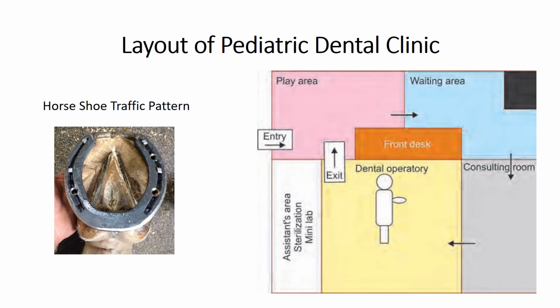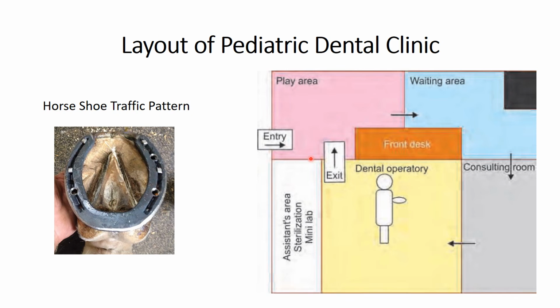So, looking at the layout of a dental clinic, right? On this diagram are a few compulsory areas that you need to have. You need to have a play area, a waiting area, and a consulting room. Then you have your dental operatory, and then you have your assistant area.